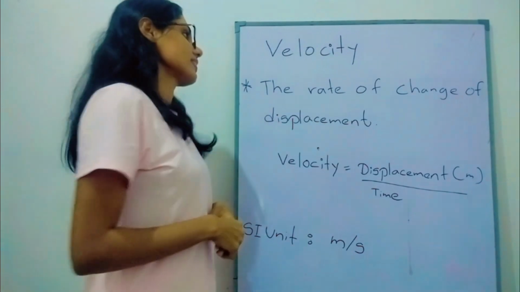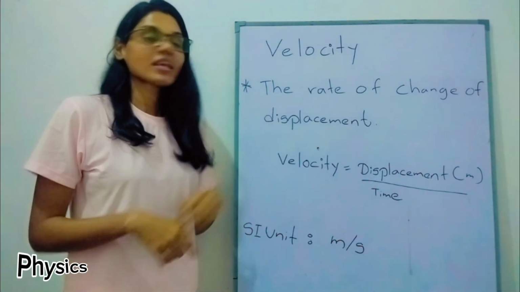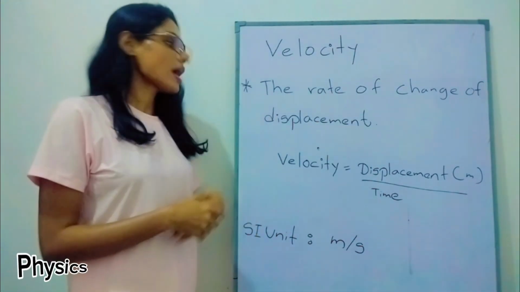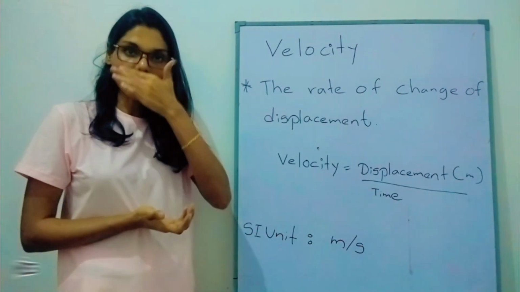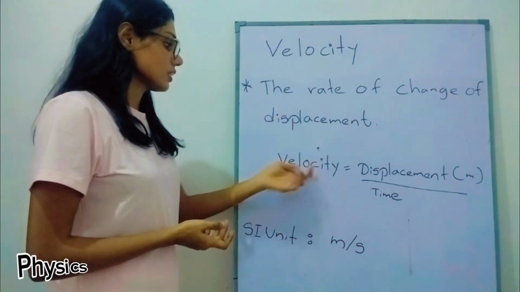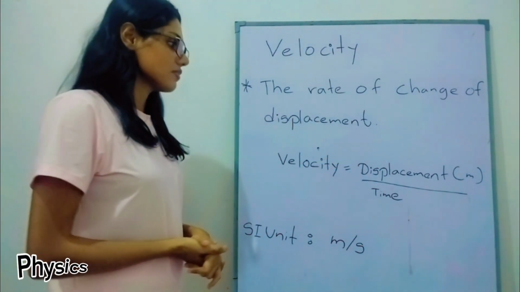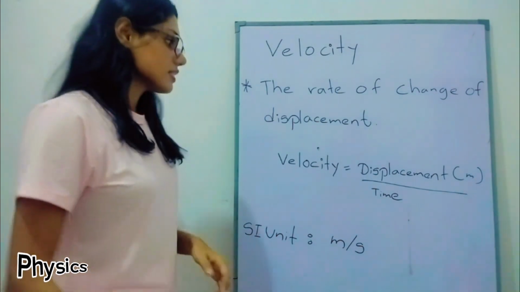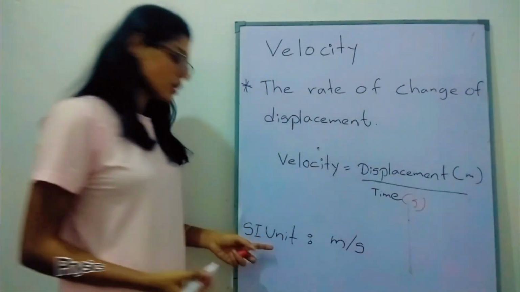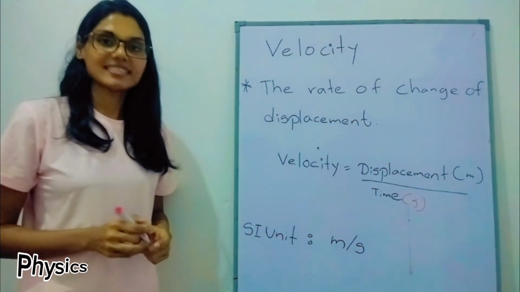What is velocity? Velocity is the rate of change of displacement. Speed is the rate of change of distance, but velocity is the rate of change of displacement. Here we have the equation to find velocity: velocity equals displacement divided by time. Displacement is measured in meters and time is measured in seconds. So the SI unit for velocity is meters per second.